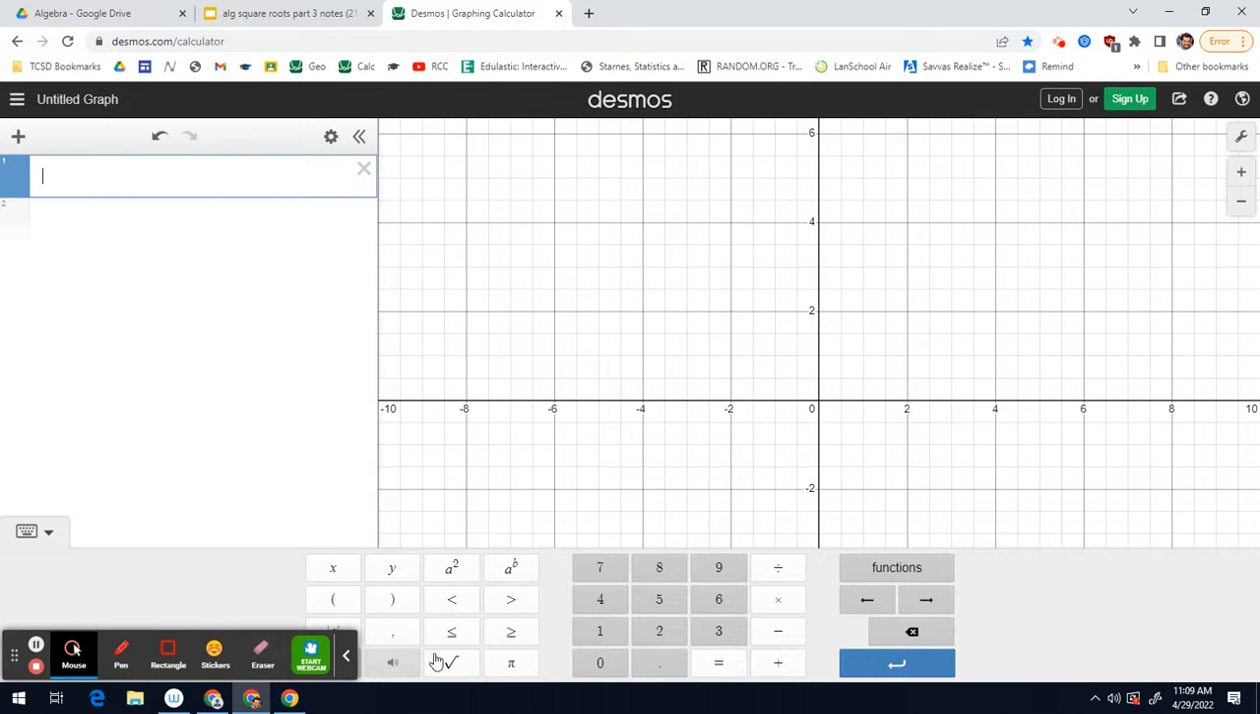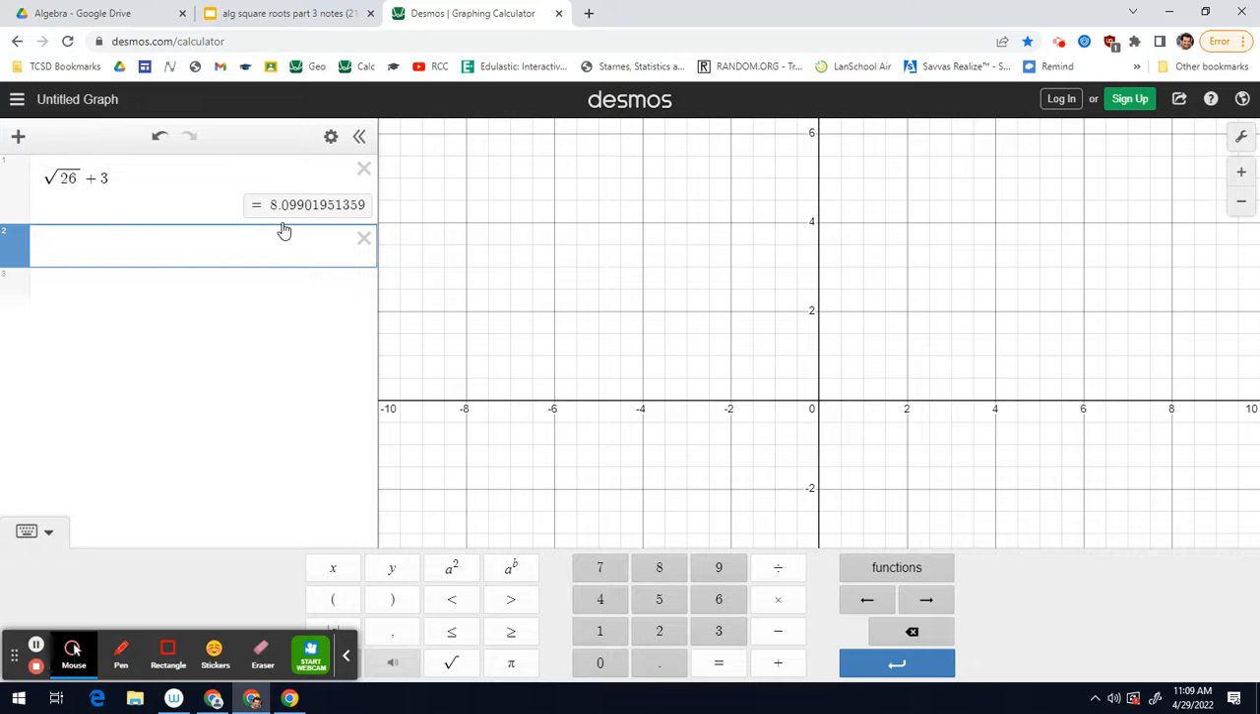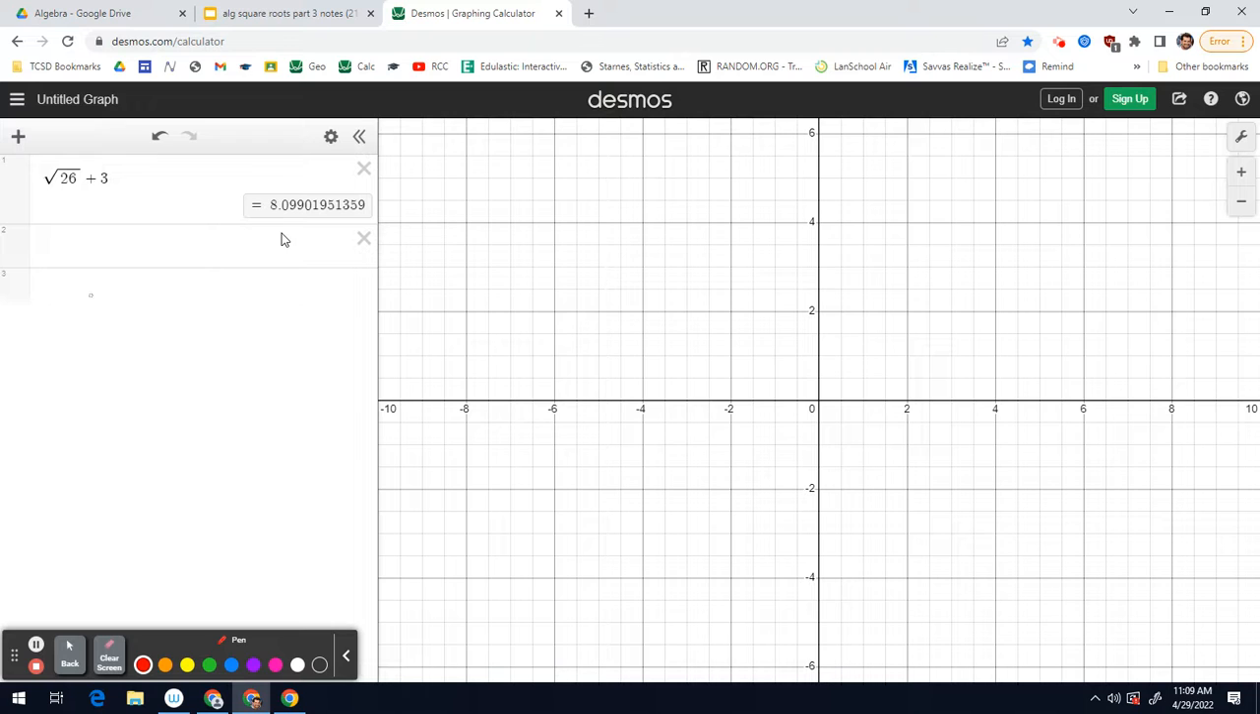So now watch what I'll do. Square root of 26. Notice that that plus 3 was not inside the radical, so I'll arrow to the right, plus 3. Notice my square root is not extending, right? And there we go. I got 8.09, so I'm going to believe that that's going to round down to 8, right? 8.0 is just 8. So the grade level there is 8th grade.